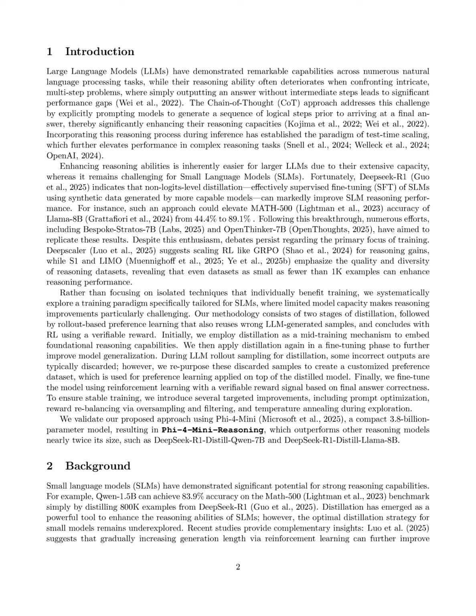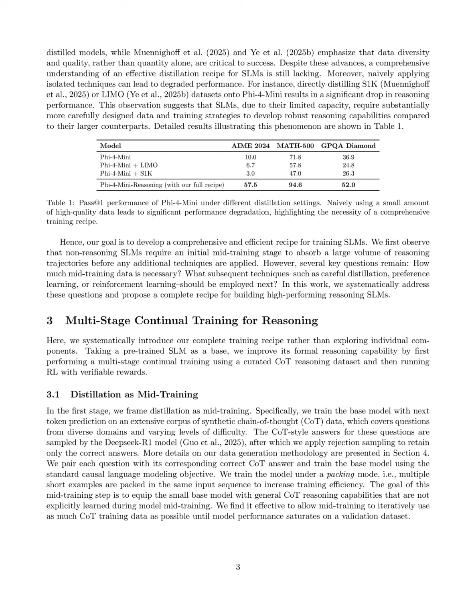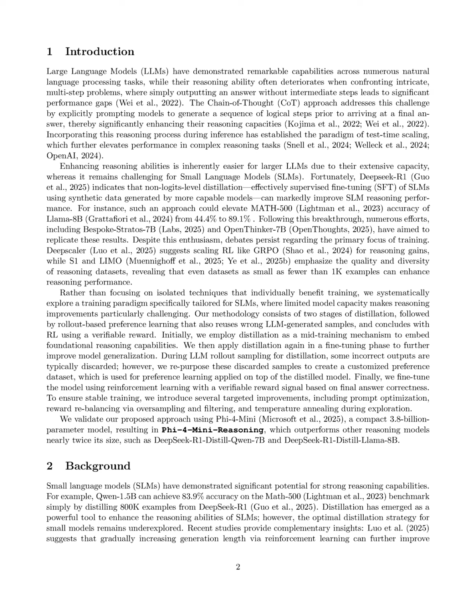Specifically, the model is trained with next token prediction on a large corpus of synthetic COT data, which includes questions from various domains and difficulty levels. For instance, the COT-style answers are generated by the DeepSeek R1 model, and only correct answers are retained through rejection sampling. This mid-training phase allows the model to absorb a substantial volume of reasoning trajectories, iteratively using as much COT training data as possible until performance saturates on a validation dataset. By equipping the model with general COT reasoning capabilities, this stage lays a strong foundation for subsequent fine-tuning and reinforcement learning, ultimately enhancing the model's reasoning performance.